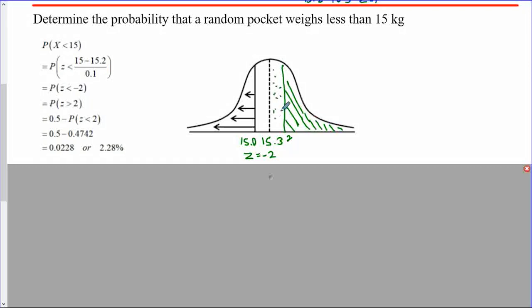When we look up +2 on our table, we actually get 0.4742, but we need to subtract that from a half to get this piece, which is equivalent to that piece. So we get a very small chance of 2.28%.